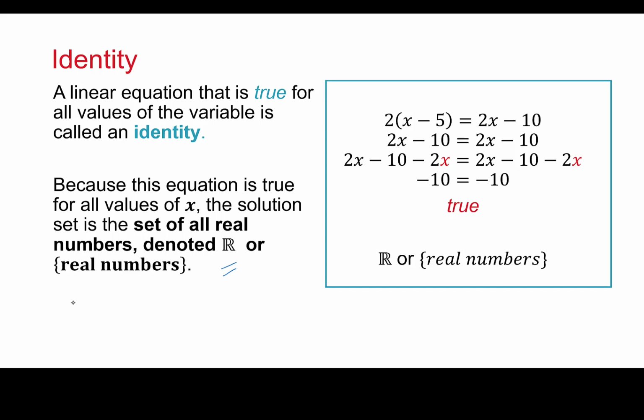An example of this is the equation 2 times (x minus 5) equals 2x minus 10. When we distribute on the left, we get 2x minus 10 equals 2x minus 10. Hopefully you can see that those are the same thing. But if we go further, we could subtract 2x from each side, and in doing that, the variable term is eliminated from each side, and we're left with negative 10 equals negative 10, which is a true numerical statement. So that tells us that any value of x that we plug in will always produce a true statement. Therefore, the solution set is the set of real numbers.